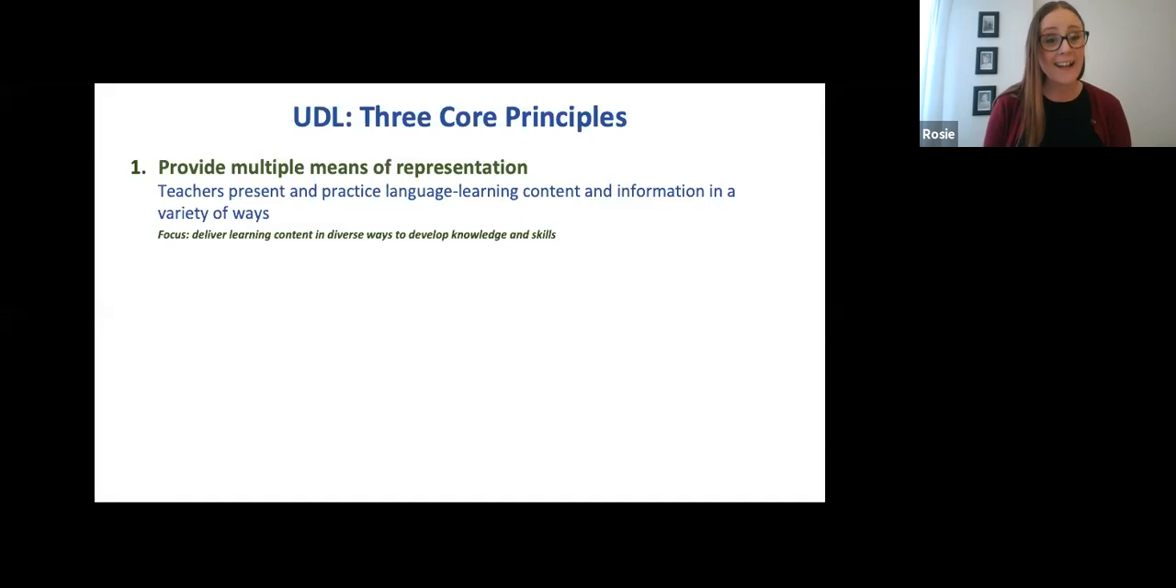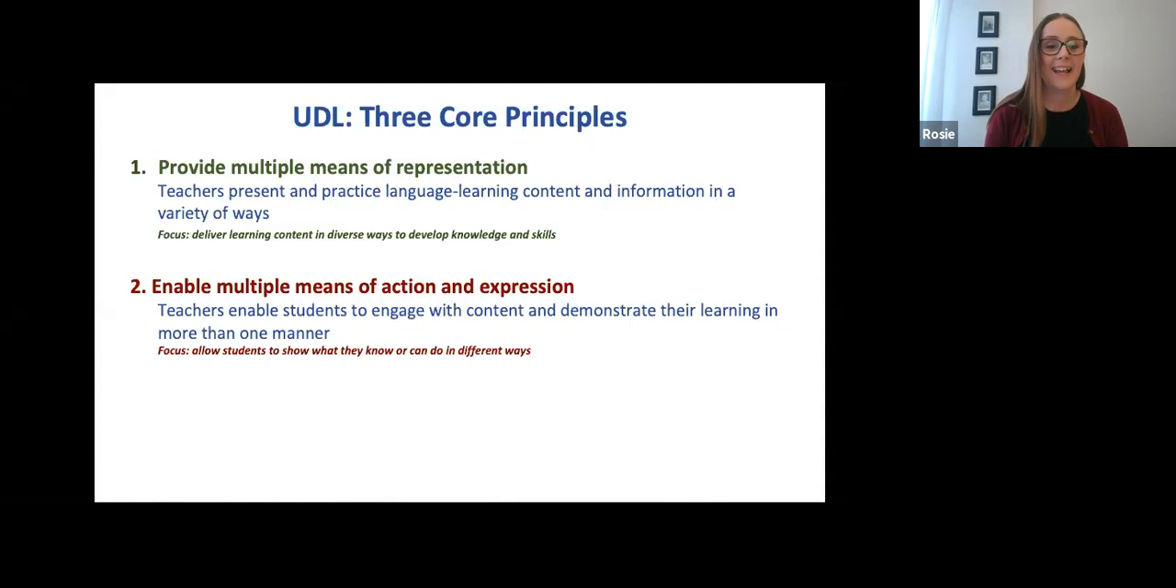Number two is enable and provide multiple means of action and expression. Now, what do I mean by this? Teachers enable students to engage with the content and demonstrate their learning in more than one manner, right? So we're allowing students to focus on what they know, and we're allowing them not only in assessment, but in day-to-day activities to demonstrate what they know, and we're assessing them during this process so we can see how they're learning, and we're supporting them in this process.